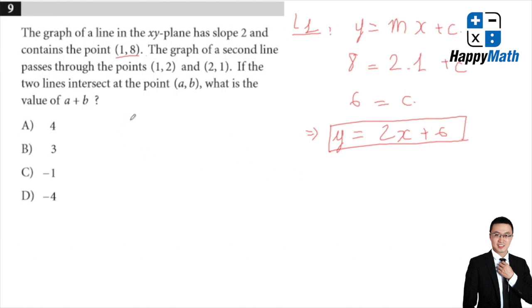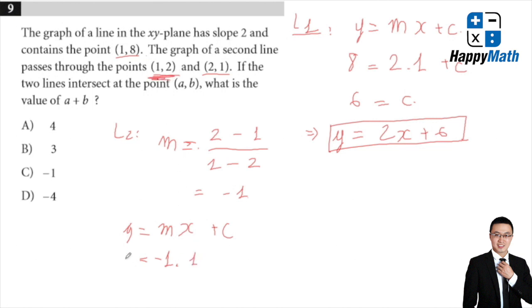And the second one is line 2. Line 2 passes through these points, so I have to find the gradient first. The gradient is (2 minus 1) divided by (1 minus 2), so you will have minus 1. Y equals mx plus c, because m equals minus 1 and it passes through the point (1, 2), so x equals 1 and y equals 2. Solving this, you will get c equal to 3. The general form for L2 will be y equals minus x plus 3.